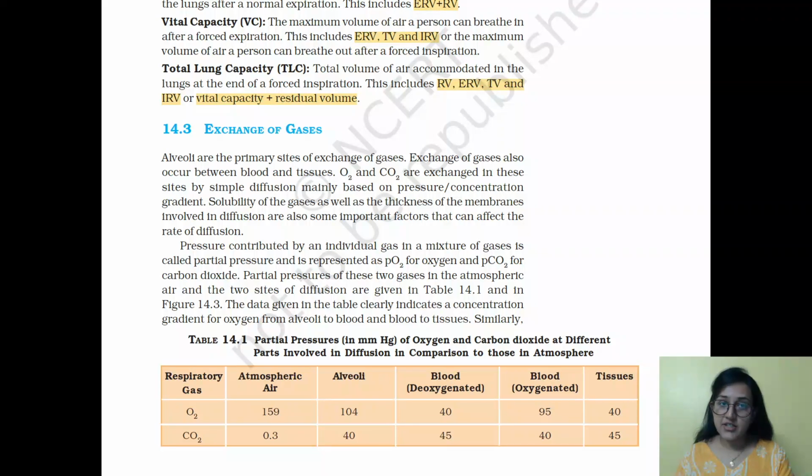In deoxygenated blood, as the name suggests, it is deoxygenated. Obviously, the partial pressure of oxygen is lesser than partial pressure of carbon dioxide. And in oxygenated blood, as it is oxygenated, the partial pressure of oxygen is much higher than partial pressure of carbon dioxide. Again, in the tissues, as carbon dioxide is generated as an output of different metabolic reactions, the partial pressure of oxygen is much lower than the partial pressure of carbon dioxide.